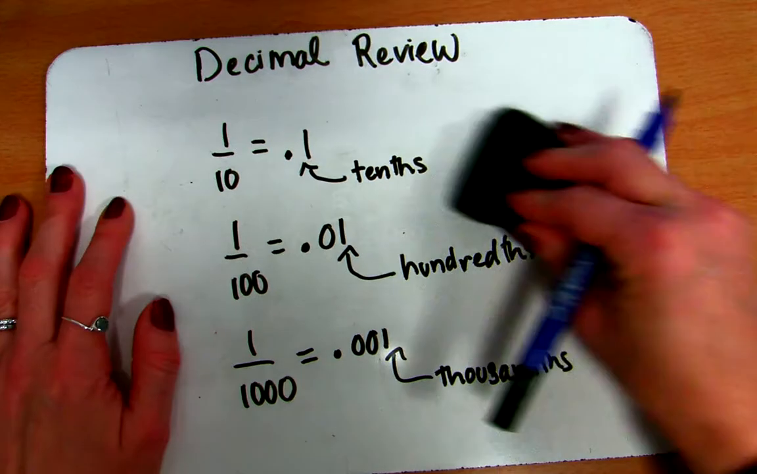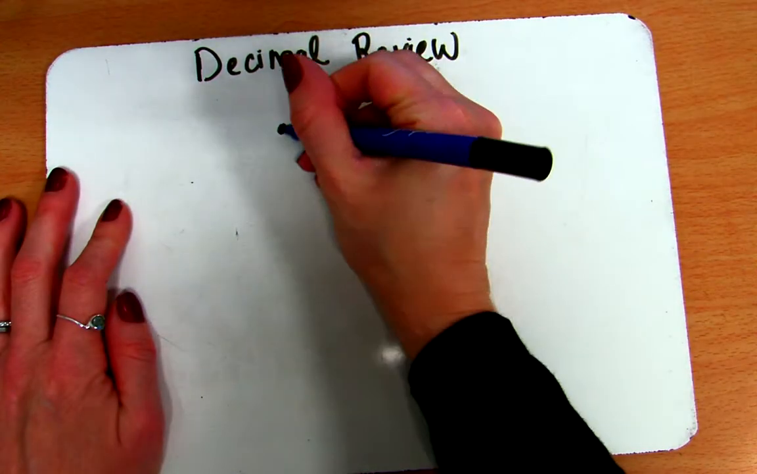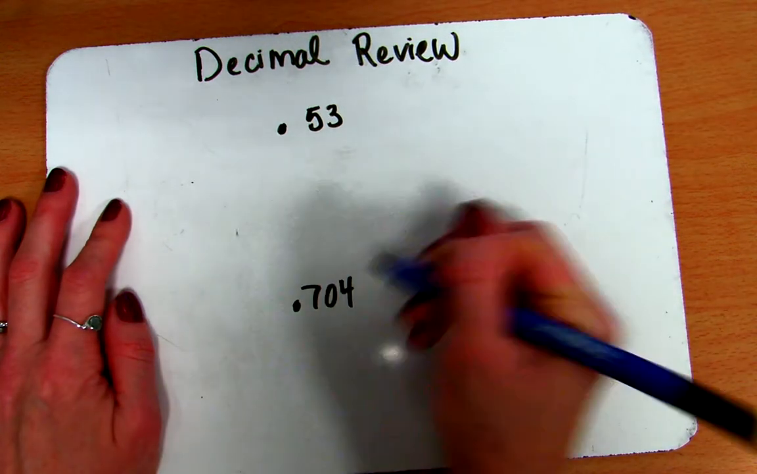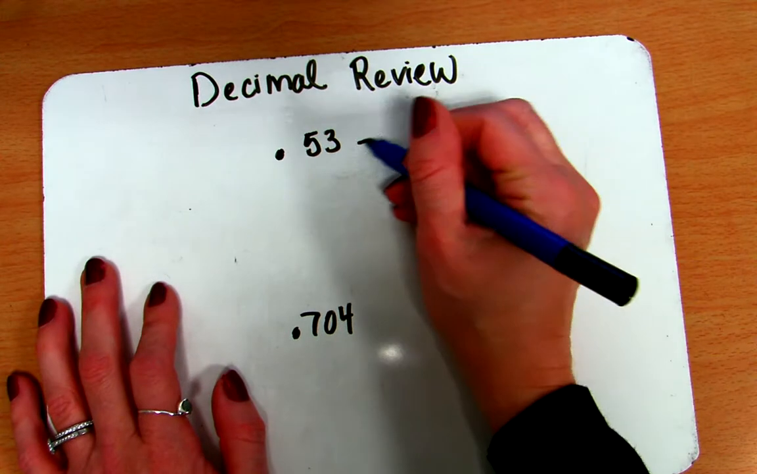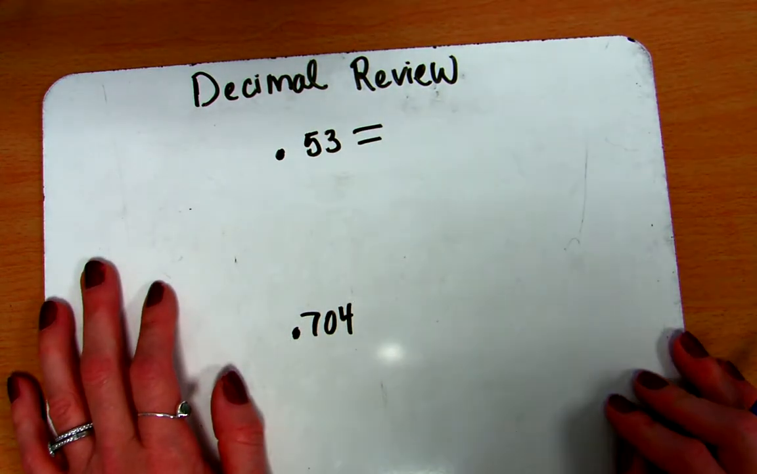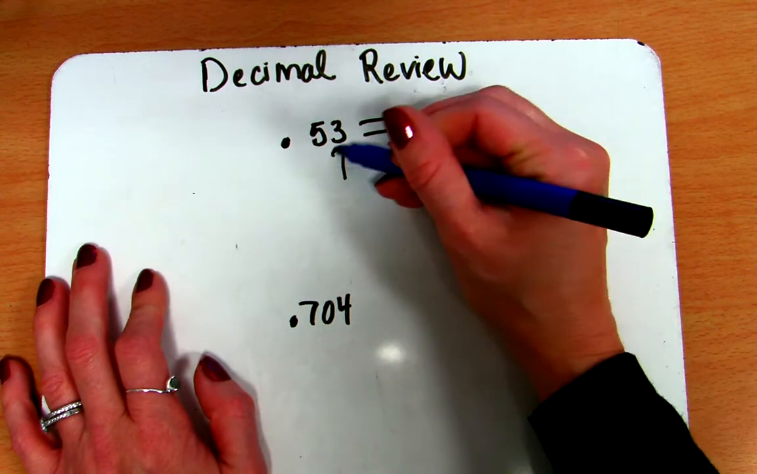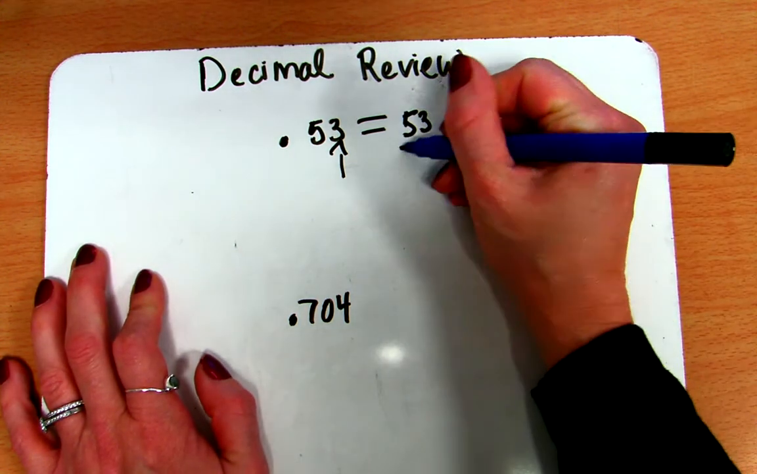So let's look at two different decimals. We're going to look at 0.53 or 53 hundredths and 0.704, 704 thousandths. If I wanted to write this as a fraction, as I said, any decimal can be written as a fraction out of 10, 100, or 1,000. We just need to look at where our last digit is falling. In this case, we have 53 hundredths because our 3 falls in the hundredths place, and that's our last digit in our number.